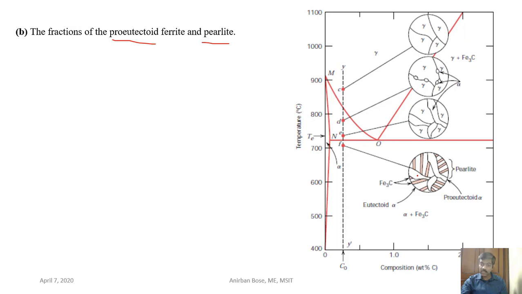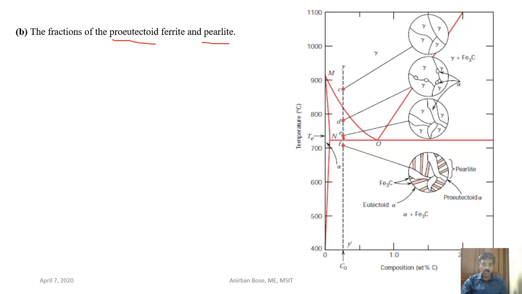So you have to find out how much is the pro-eutectoid ferrite, that means this white colored portion, and the fraction of pearlite, this region. So just observe just above the eutectoid temperature, say at point E, where this portion is the pro-eutectoid ferrite that has been formed, and the remaining portion is austenite. And after going through the eutectoid temperature, this austenite portion actually converted into pearlite. So basically, the amount of austenite present here, just above the eutectoid temperature, is same as the fraction of pearlite present here, and the ferrite present here is same as the eutectoid ferrite present here.